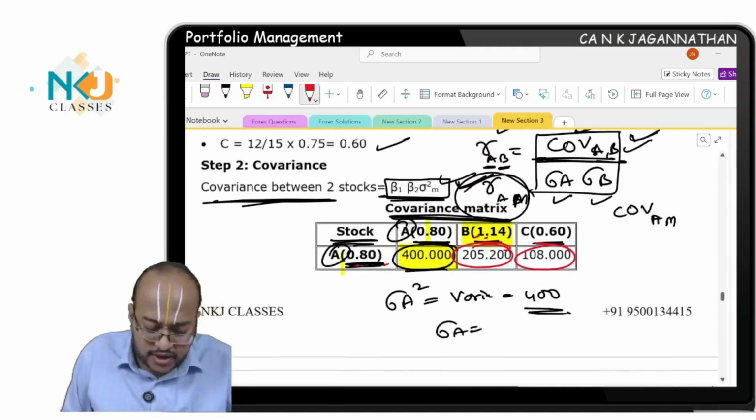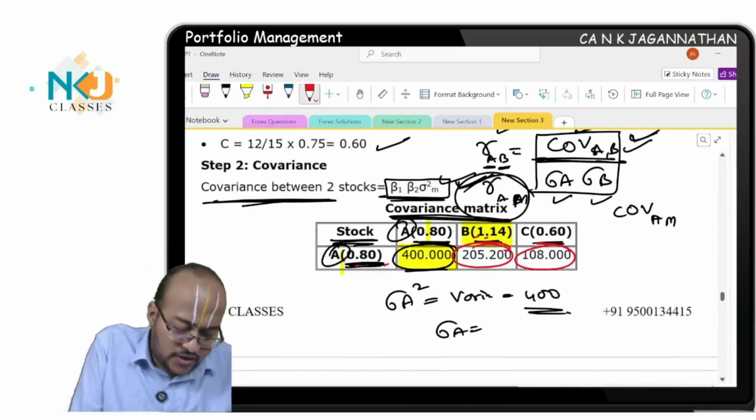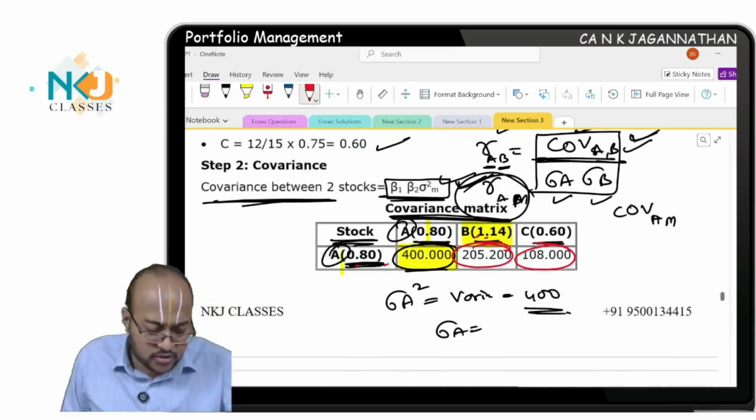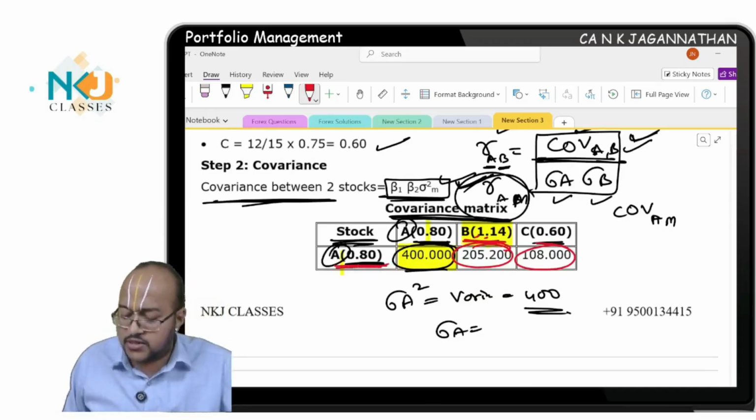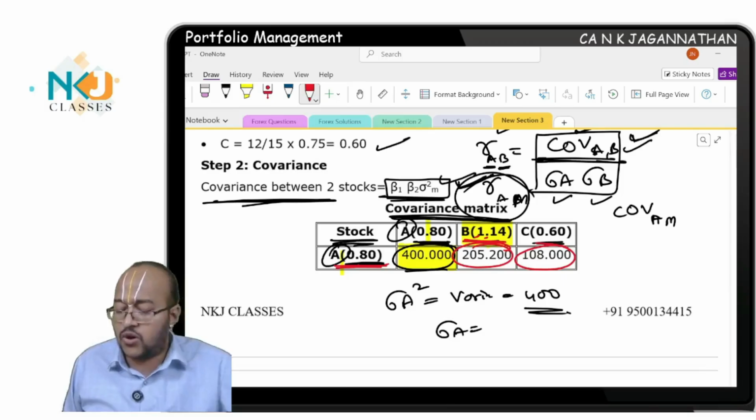So beta 1 into beta 2. Here 1.14 into 1.14, the matrix now 1.14. Here 0.8 into 0.8. How much is that? 0.912 into sigma m square, 0.15 into 0.15. How much is that? Okay, 205.2.